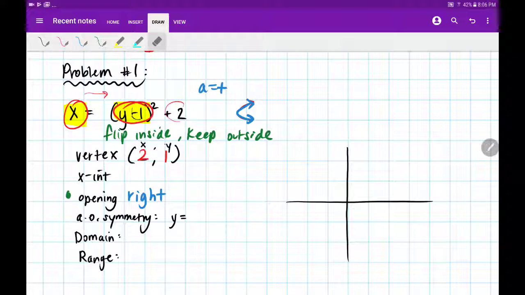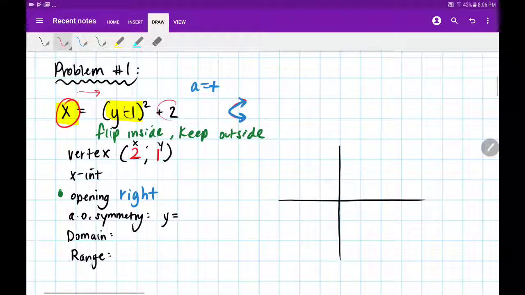Okay, let's find our x-intercept now. To find our x-intercept, as always, we're going to set the other guy, we're going to set y equal to 0. So make a note to yourself: to find the x-intercept, set y equals 0. We really mean we're going to plug in 0 for y right over here.